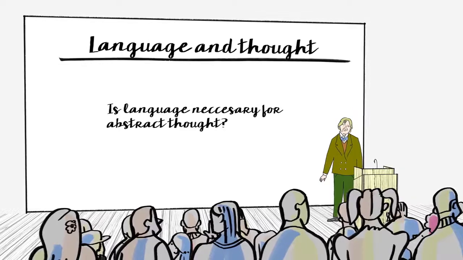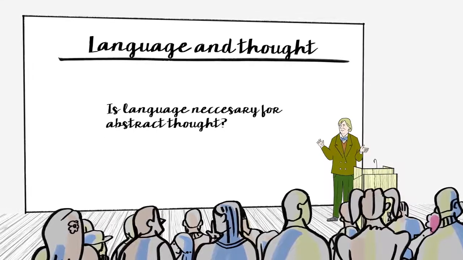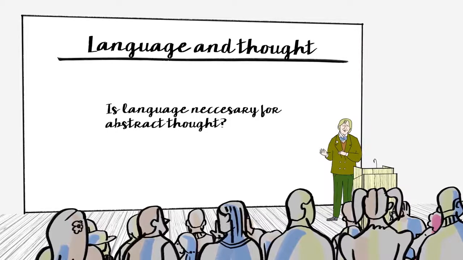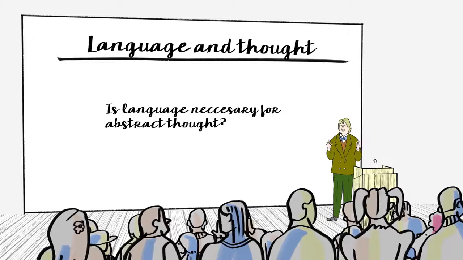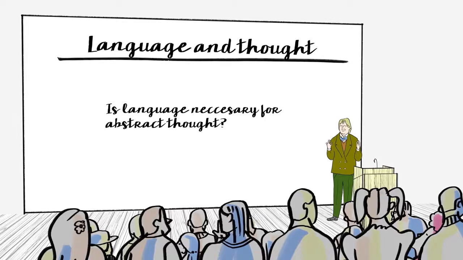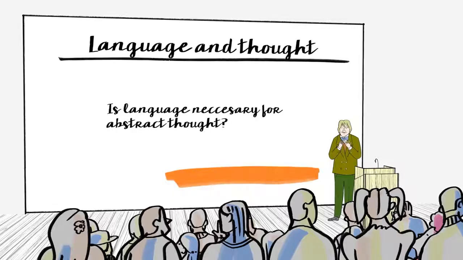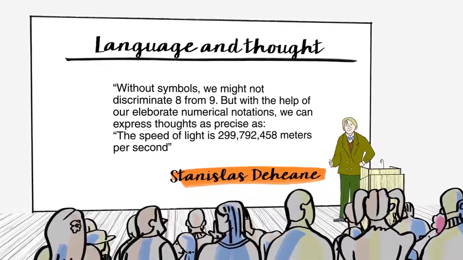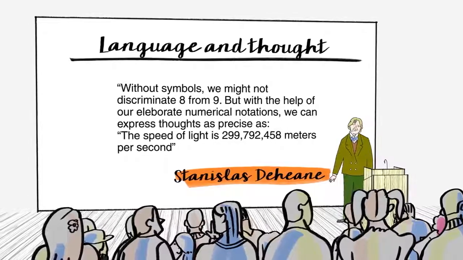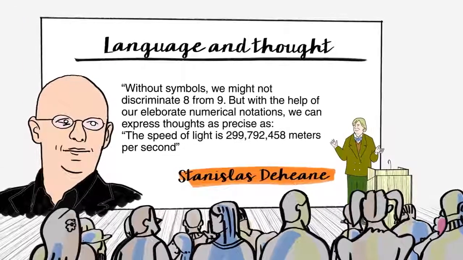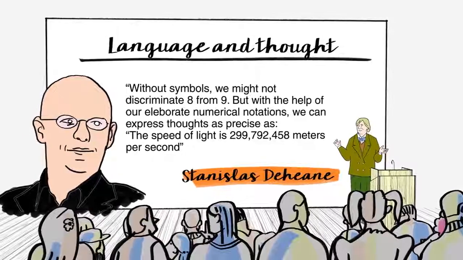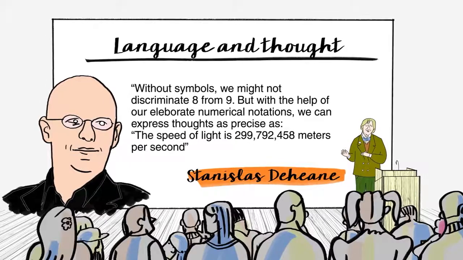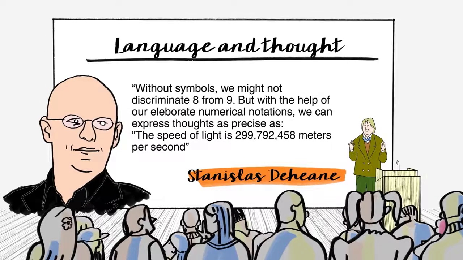But here's the second part of the story, which is number. And here I think the evidence for the power of language is pretty clear. So I'll quote Stan Dehaene, who's one of the world's leading scholars in the study of number, who writes, "Without symbols, we may not discriminate 8 from 9. But with the help of our elaborate numerical notations, that is language, we can express thoughts as precise as the speed of light is 299 million meters per second. Without language, we couldn't just express the thoughts," Dehaene would argue, "we can't even think them."